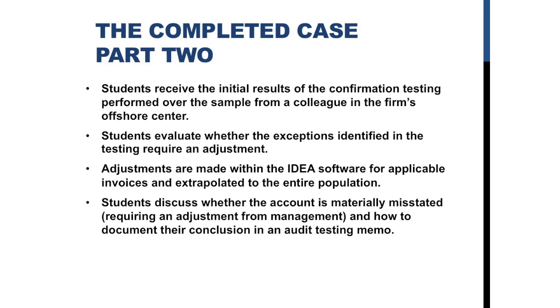So within the IDEA software, there's an audited balance column, and for the accounts that had issues, they went in and changed those 6 customer balances to the correct balance, which was typically 0, meaning the company had recognized a receivable that they could not actually collect or that was not money owed to them. Once they made those adjustments, they extrapolated this testing to the entire population to determine whether the company's accounts receivable balance was fairly stated.